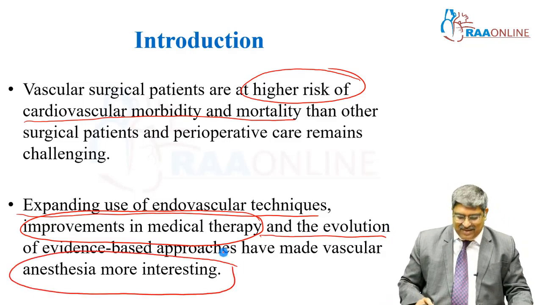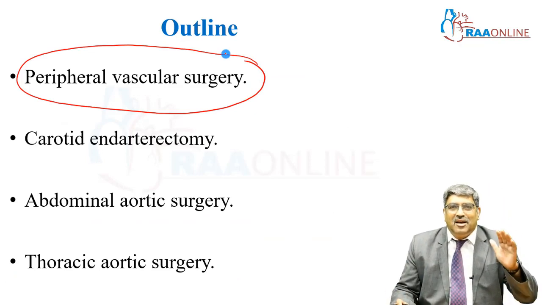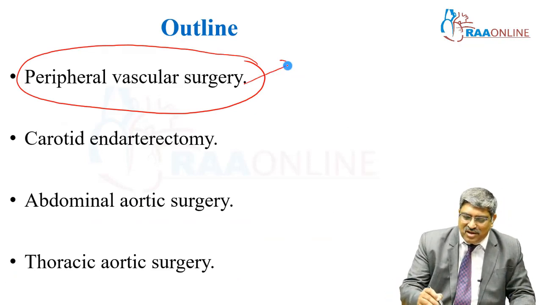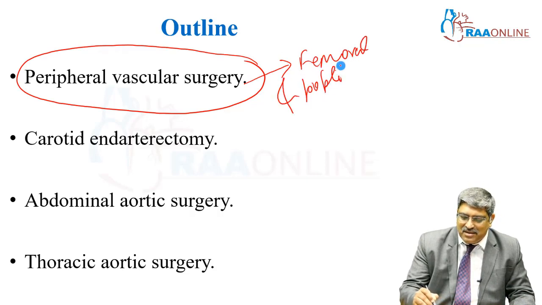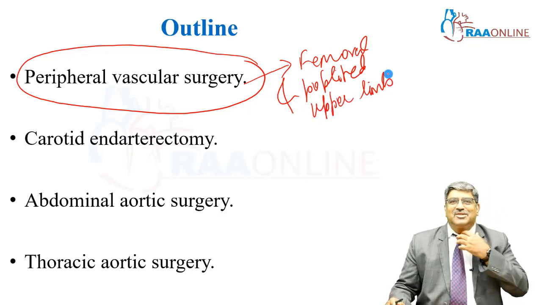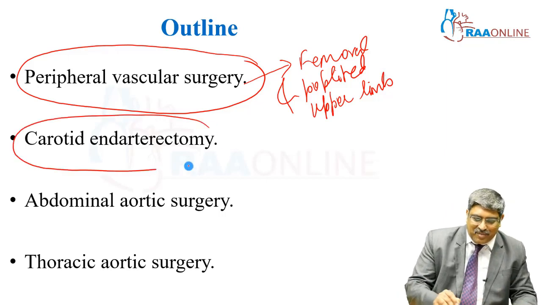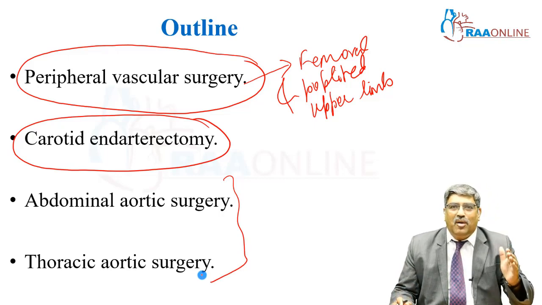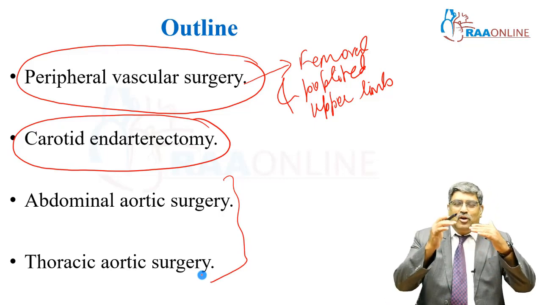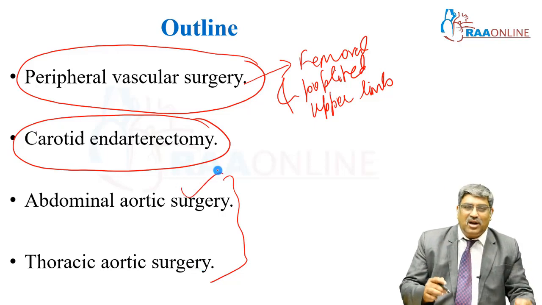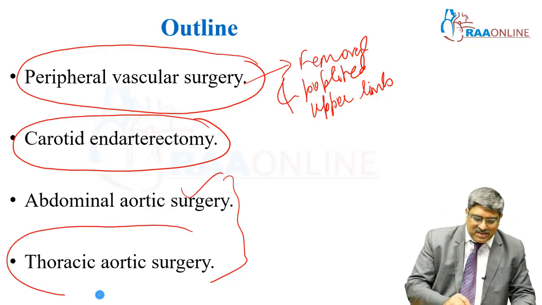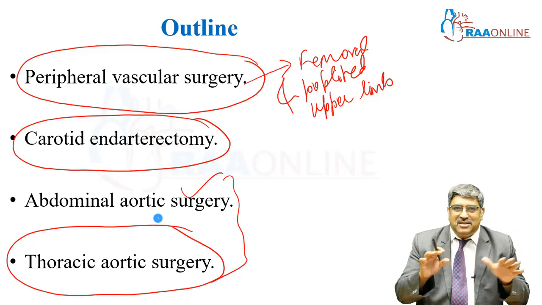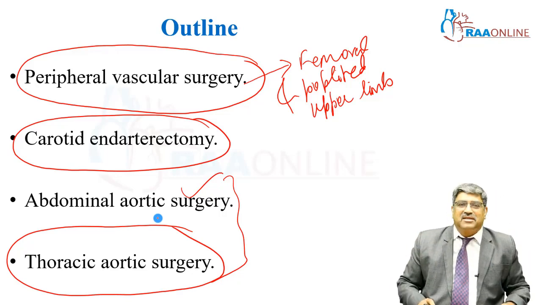more interesting. The broad outline of vascular surgery is peripheral vascular surgery, which includes your femoral and the popliteal artery as well as the upper limb arteries. And next is going to be your carotid endarterectomy. And when you involve aorta, it can be either abdominal aortic or thoracic aortic. The aorta below the diaphragm is abdominal aorta and above the diaphragm is thoracic aorta. These are the various surgical structures which are involved with vascular surgery.